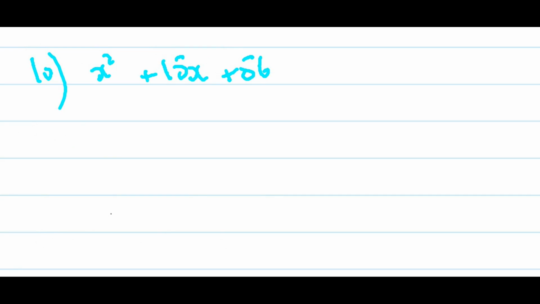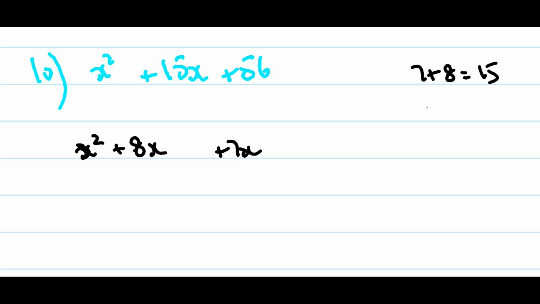Moving on to the last question of our video, the question that we have is x squared plus 15x plus 56. Now you can replace 15x with x squared plus 8x plus 7x, because 7 plus 8 is equal to 15. Your first condition is met, and 7 multiplied by 8 is equal to 56. Your second condition is met.